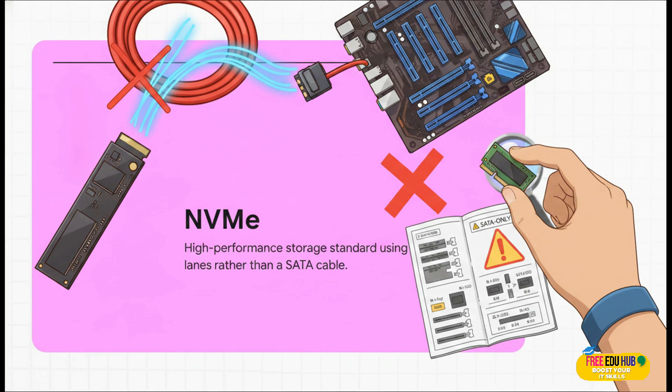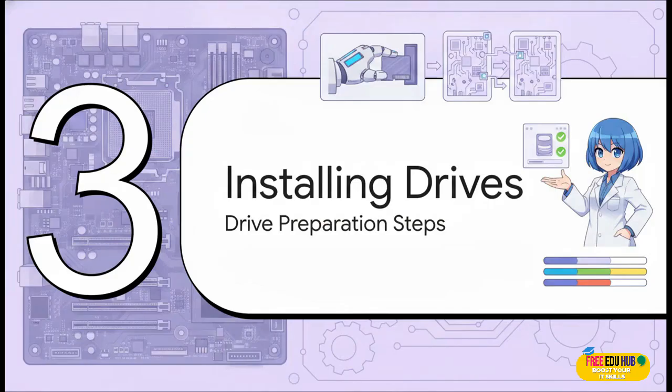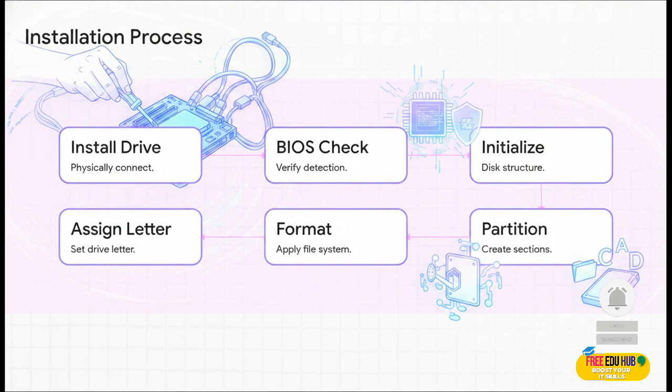But hey, massive technician caution right here. You must always check the motherboard documentation. Size and keying absolutely matter, and an M.2 NVMe drive simply won't work in an M.2 slot that only supports SATA. Okay, Section 3, Installing and Preparing Drives. Let's dive into the climax of our hardware journey, the strict logical sequence of getting a computer to actually use a brand new drive. Listen, just physically screwing in a drive and plugging in the cables does not mean Windows can instantly use it. You have to follow these 6 steps precisely.